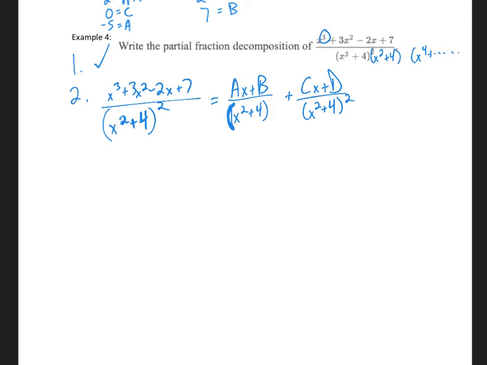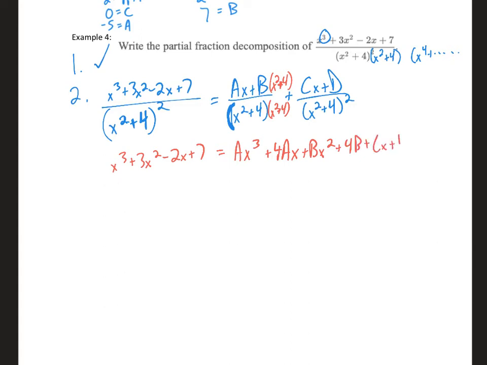Now I've got to get common denominators. So this guy is missing another x squared plus 4, so is the top. The plus this guy is just fine. So this cx plus d doesn't need anything. My denominators are all the same. So x cubed plus 3x squared minus 2x plus 7 equals, if I multiply, I get ax cubed plus 4ax plus bx squared plus 4b plus cx plus d.